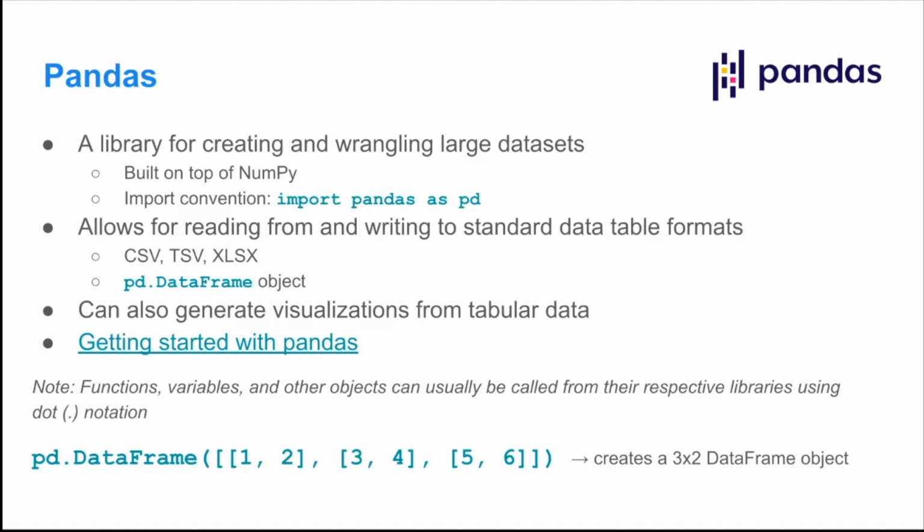And once again, we use the dot notation to call any functions or variables from this library. So if we wanted to construct a very simple 3x2 data frame object, or you can think of it as a 3x2 little table, you can just do pd.DataFrame and then pass to it this matrix of values.